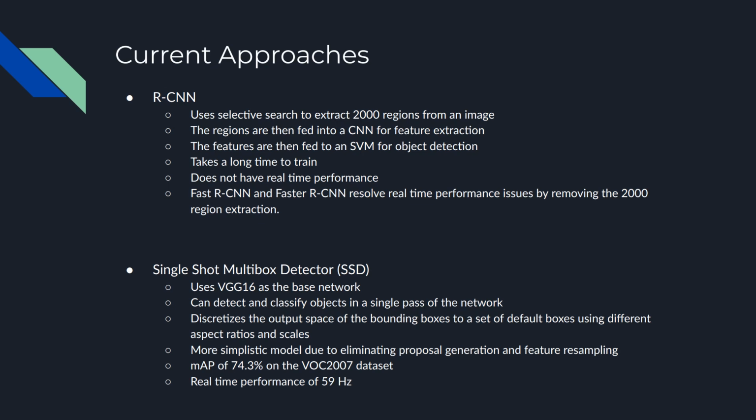Single Shot Multibox Detector here uses a VGG16 as a base network. It can detect and classify objects in a single pass of the network. It discretizes the output space of the bounding boxes to a set of default boxes using different aspect ratios and scales. It is a more simplistic model since it eliminates proposal generation and feature resampling. It had a mAP of 74.3% on the VOC 2007 dataset with a real-time performance of almost 60 Hertz.